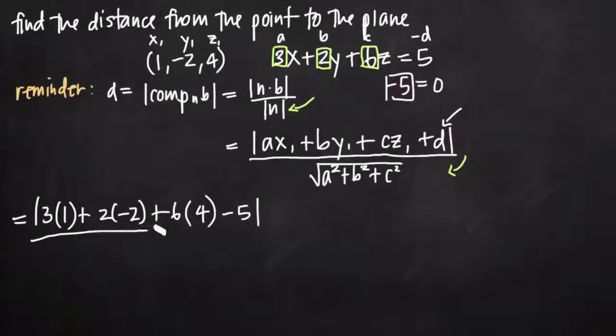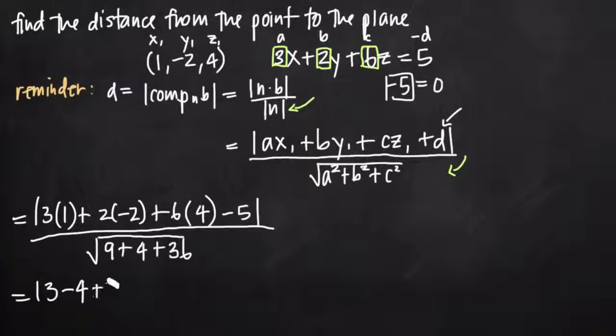And then in our denominator, we have the square root of a squared. Well, 3 squared is 9, plus b squared, 2 squared is 4, plus c squared, 6 squared is 36, so we get 9 plus 4 plus 36 in the denominator. We want to take the square root of that sum, and when we simplify here, we have 3 times 1, which is 3, 2 times a -2 is a -4, 6 times 4 is 24, and then -5, and in our denominator, we'll get 9 plus 4 is 13 plus 36 is 49, so we get the square root of 49.